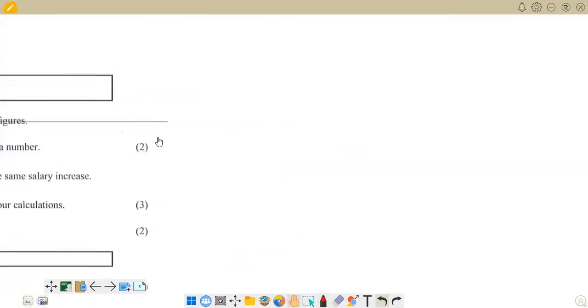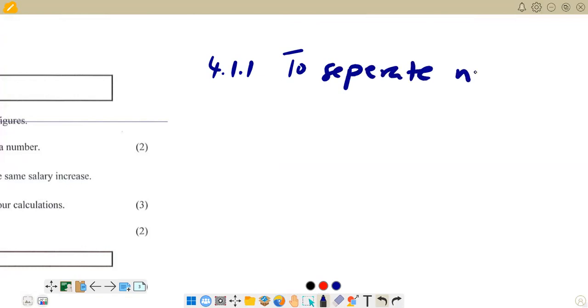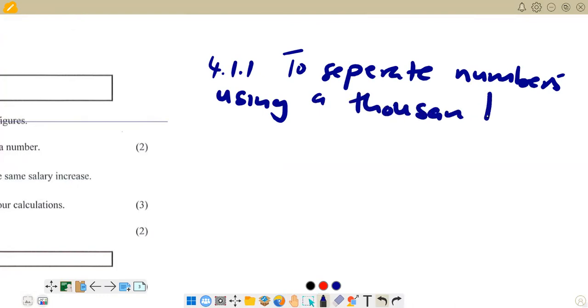So we are on 4.1.1. Here we can say that the explanation is to separate numbers using a 1,000 separator. So that's what we have in terms of 4.1.1.